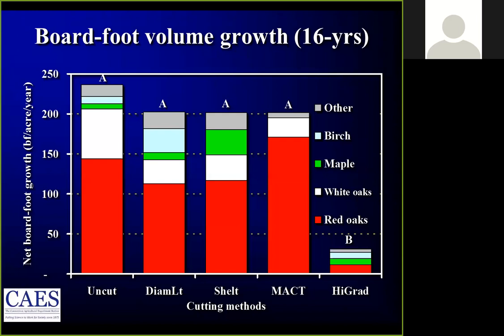But if you look at the other ones, we're actually growing close to 200 board feet per acre per year. So it's pretty comparable. Although when you do put in a diameter limit harvest, you do cut the amount of oak growing out there from about 200 board feet per acre per year down to 150.